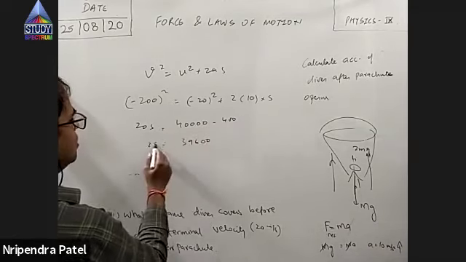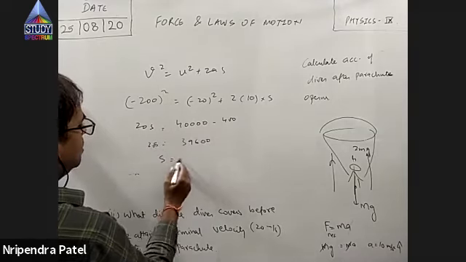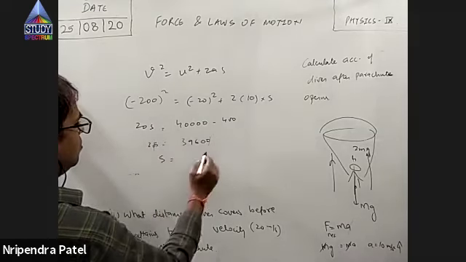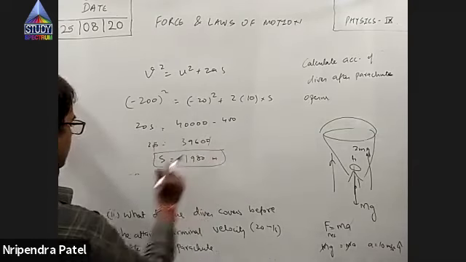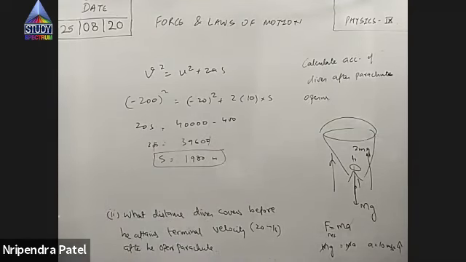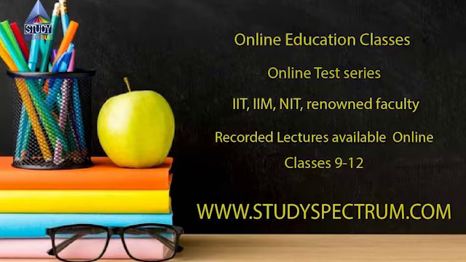39,600 is 20s. The displacement is 1980 meter. Almost 2 kilometers. He drops down almost 2 kilometers. Right? Yes, sir.